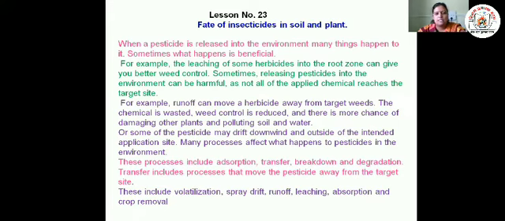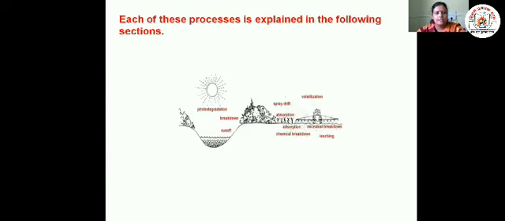Many processes affect what happens to pesticides in the environment. These processes are adsorption, transfer, breakdown, and degradation. The transfer process moves the pesticides away from the target sites, and this transfer process includes volatilization, spray drift, runoff, leaching, absorption, and crop removal. This is the schematic representation of loss of pesticides.